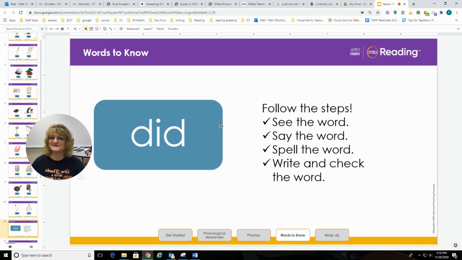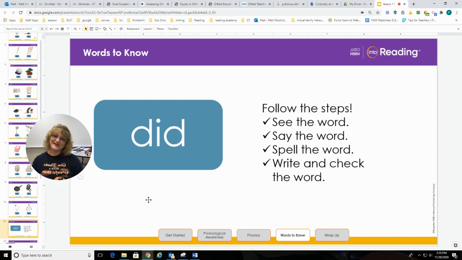Okay, so now guys, we are going to look at some words to know. So here's our word to know. See the word? Look right up here. How many letters is it? 3 letters. D-I-D. Now this is the word did. Can you please say that? Say did. Good. Now let's spell the word D-I-D.